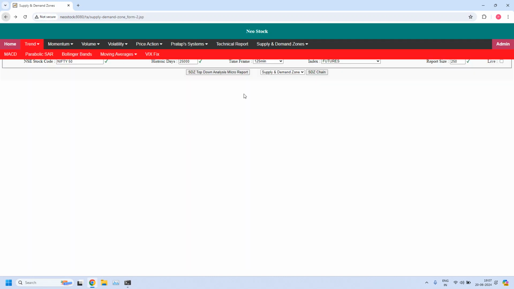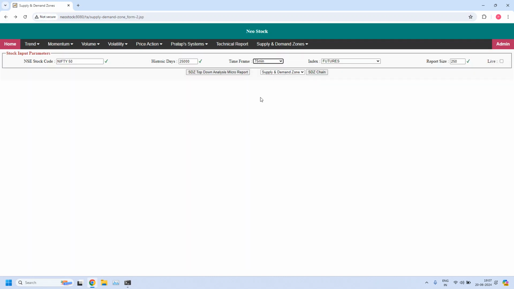So I am going back. Changing the time frame to 75 minutes time frame. I am generating the chain for 75 minutes time frame.